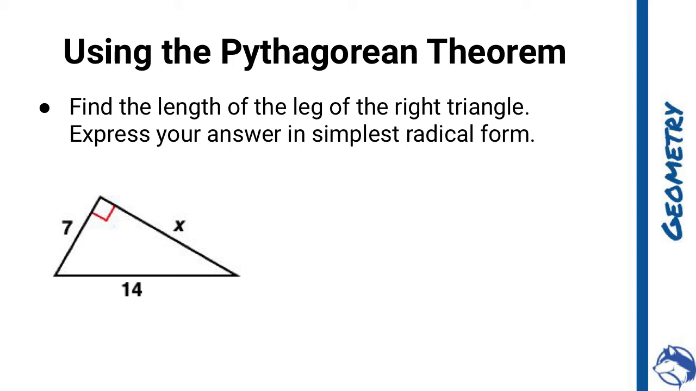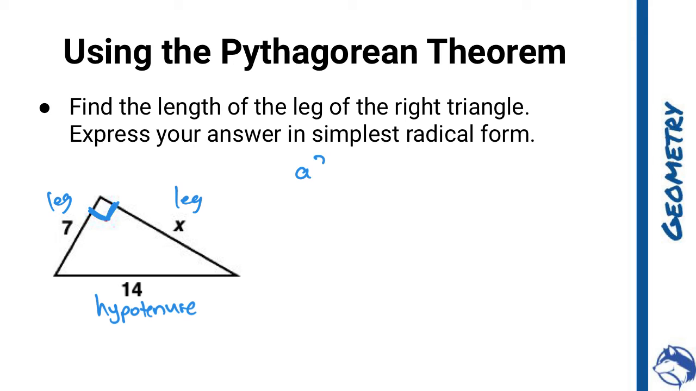So using the Pythagorean theorem, we want to express the length of our leg of this right triangle in simplest radical form. So what I'm going to do here is figure out which one's my hypotenuse. Well, it's always opposite of the right angle, so I basically draw the right angle here, and it's the one that doesn't touch that. So that's my hypotenuse. That means that the other 2 are legs.